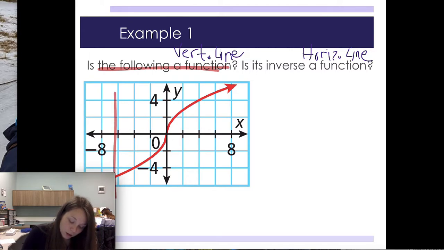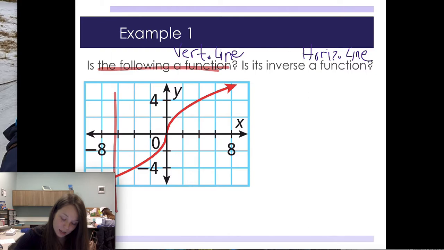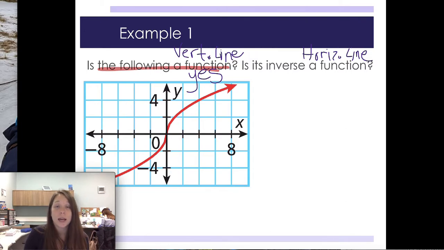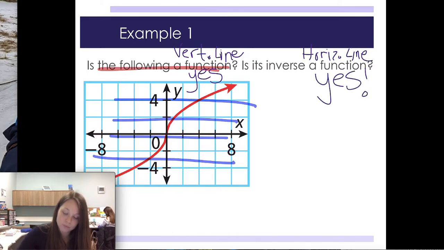So the first one, if I draw vertical lines through this graph, I only ever cross one part of the graph at a time, so we can confidently say that yes, this image is a function. When answering the question, is its inverse a function? If I draw horizontal lines through this graph, I only cross one part of the graph at a time, so I can say yes, its inverse is a function.